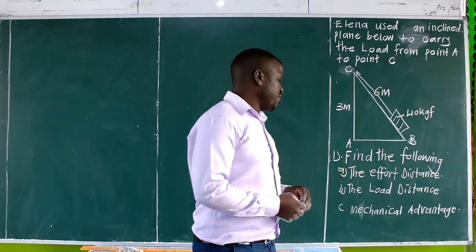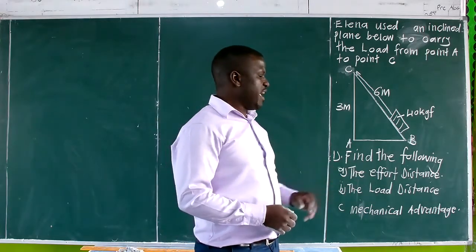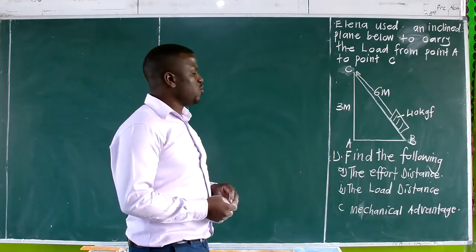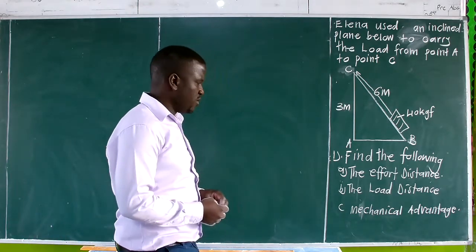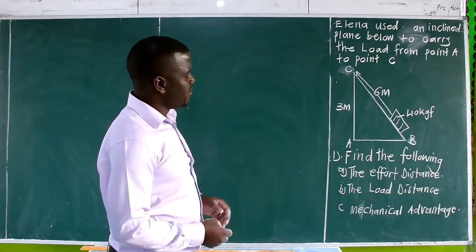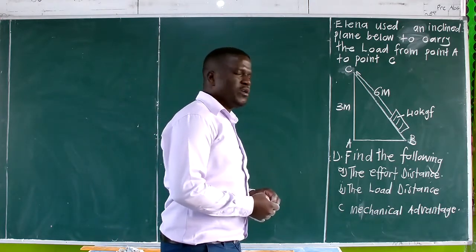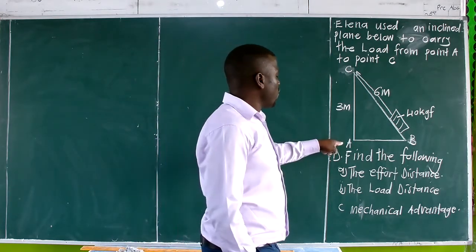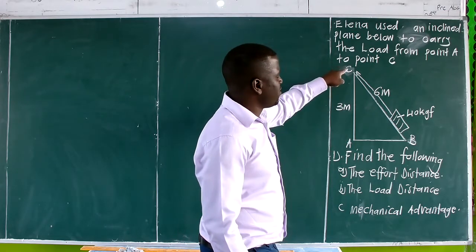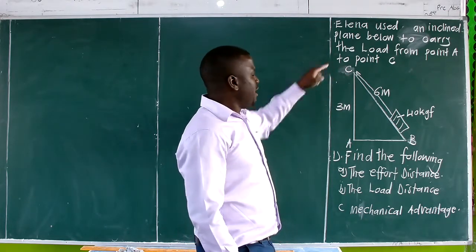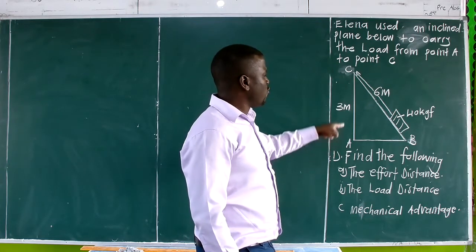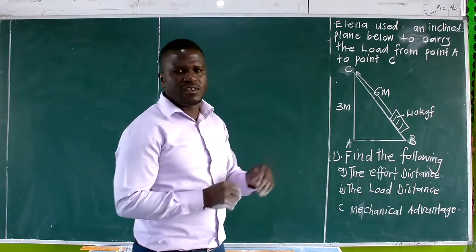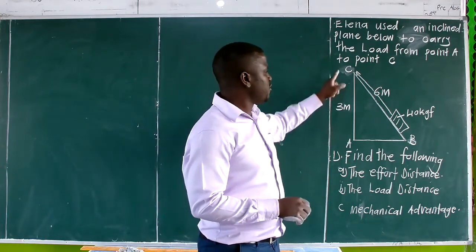So we are asked to find the effort distance. Now, effort distance is the distance through which the effort moves. Then the load distance is the distance through which the load moves. As I said, the load is supposed to move from point A to point C. But if you carry the load from point A to point C, because it's a vertical height, you use more effort to carry the load from A to C.